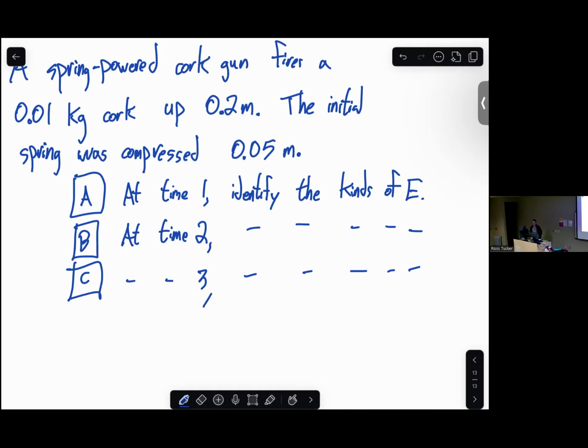Again, all you got to do to find K is ask, is it moving? All you got to do to find UG is ask, has it gone up or down? All you got to do to find UE is ask, is there a spring that is compressed or expanded? Time 1 is just when you pull the trigger. Time 2 is just as it leaves the barrel, the muzzle. Time 3 is when it reaches its apex.